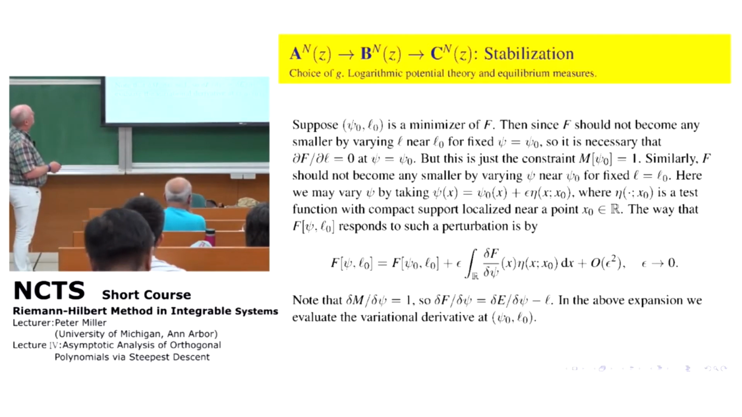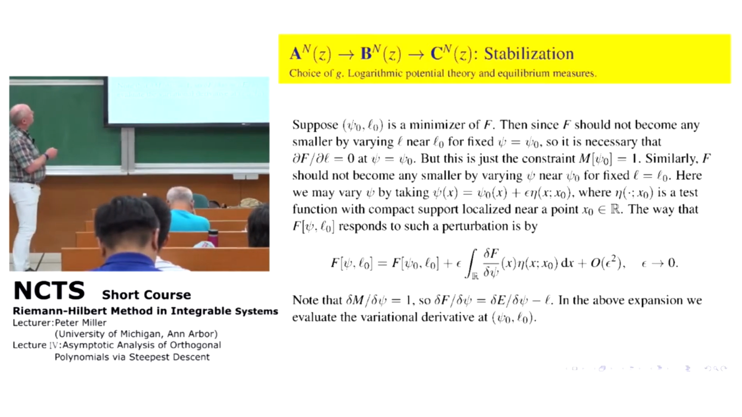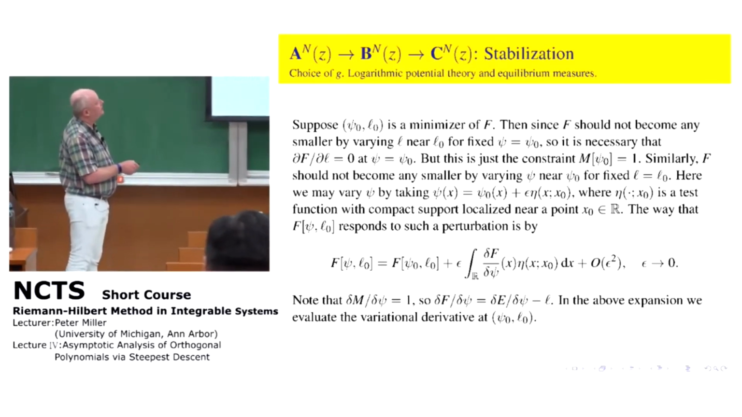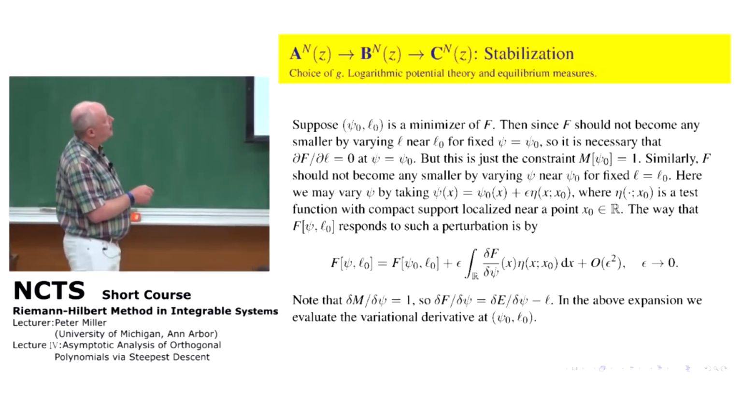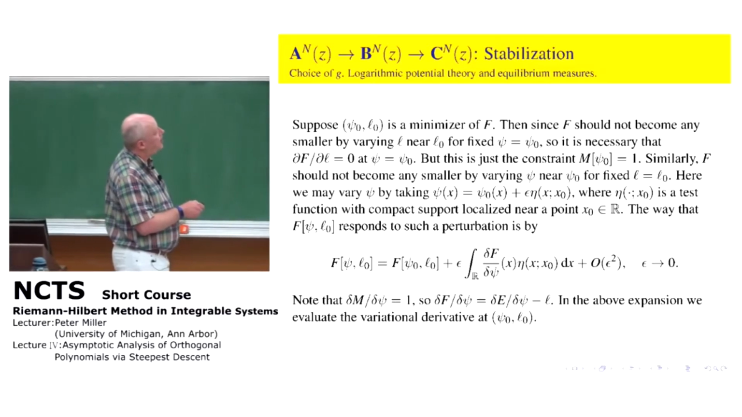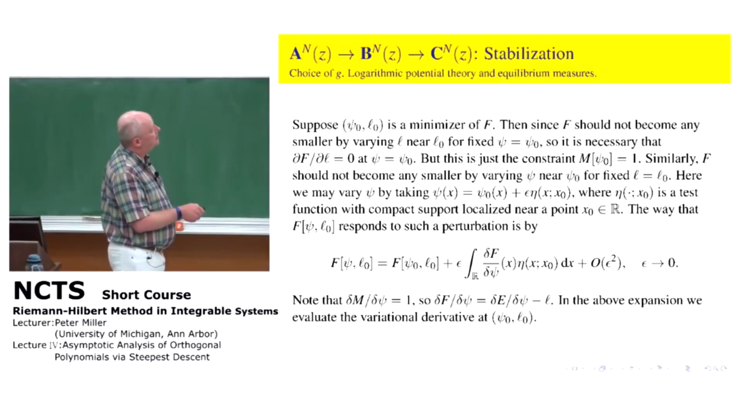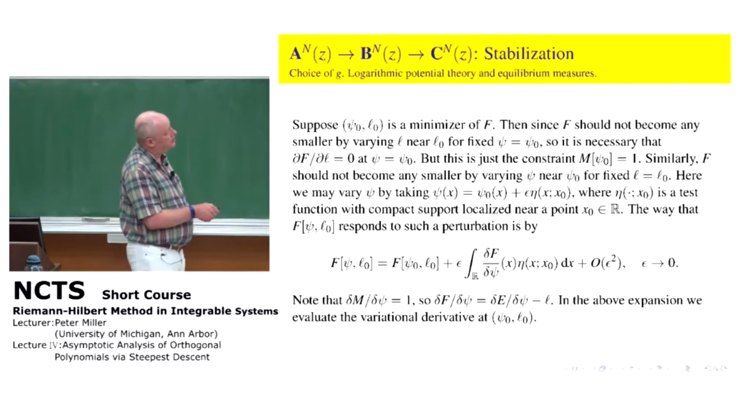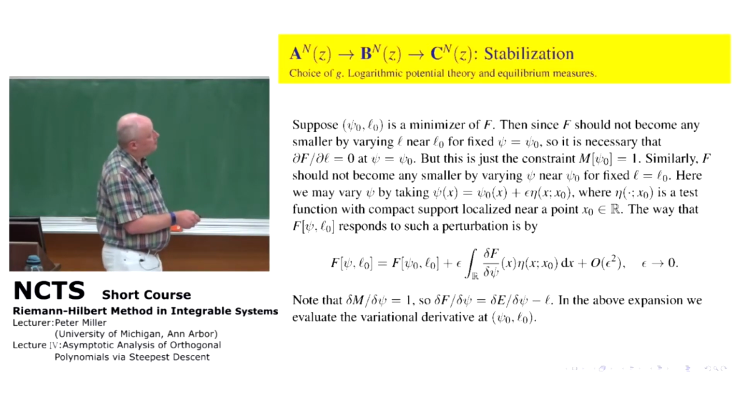Okay. So suppose that psi 0, L 0 is a minimizer of this augmented functional. Since f shouldn't become any smaller by varying the multiplier close to L naught for fixed psi, it's necessary that the derivative with respect to L should be 0 at the minimum point, and that's just the constraint mass equals 1. And similarly, f shouldn't be made any smaller by varying the density of the equilibrium measure near its minimizing value at the fixed multiplier.